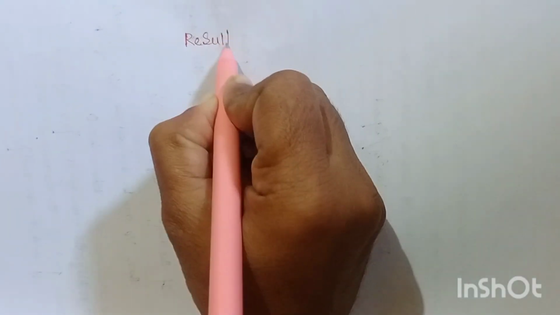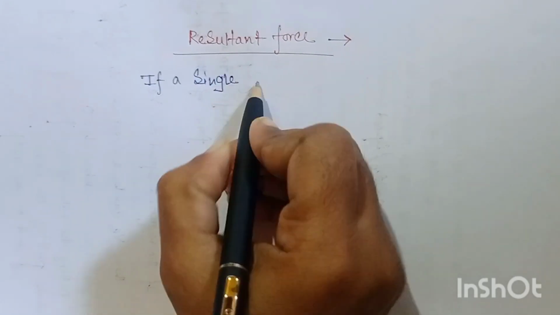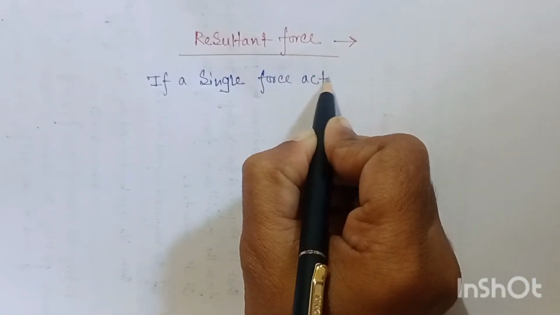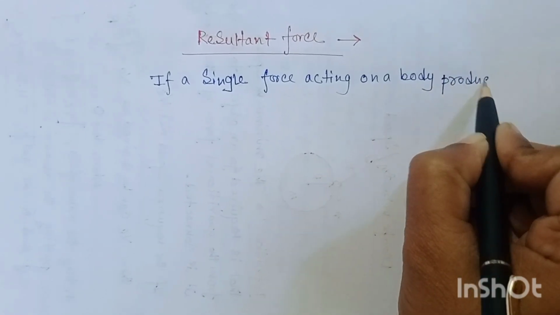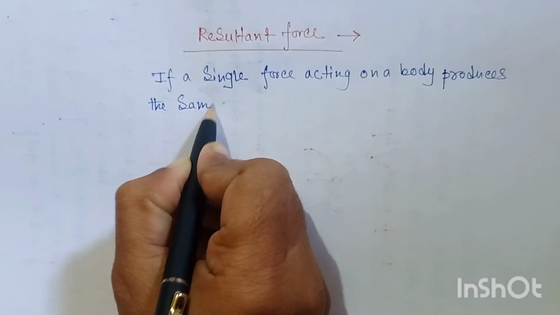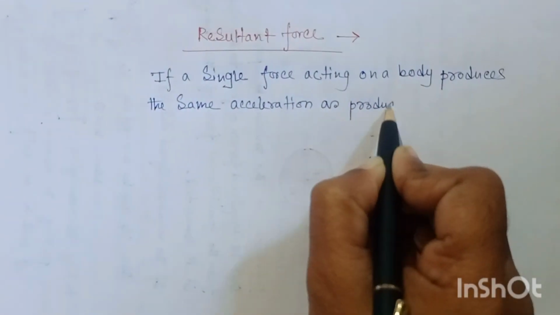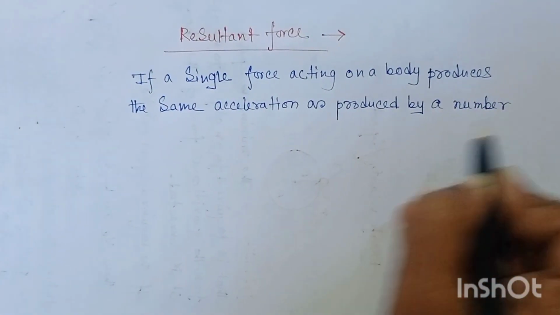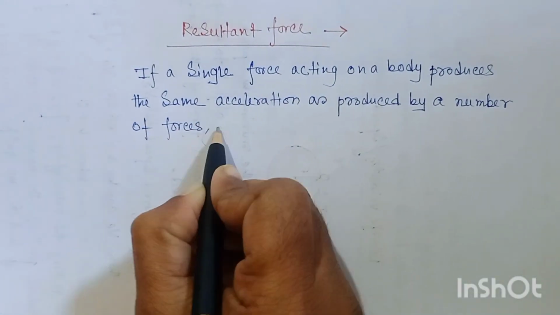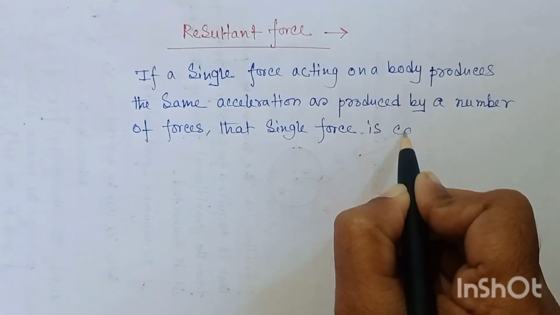Now, resultant force. Many forces can act on a body at the same time from various directions. Now, if we consider a single force acting as a sum or result of all the forces acting on it, we get the resultant force. So, the definition is, if a single force acting on a body produces the same acceleration as produced by a number of forces, that single force is called the resultant of these individual forces.